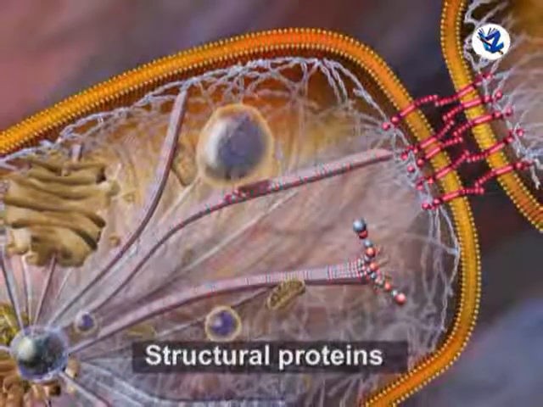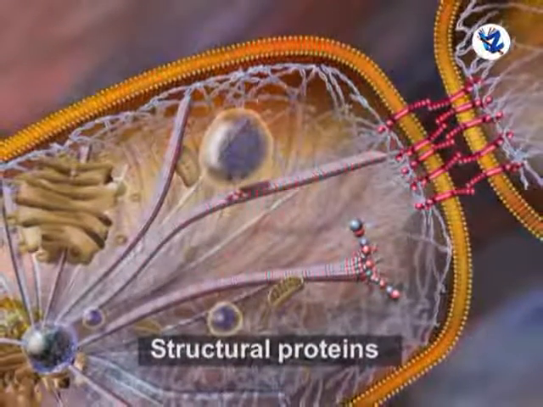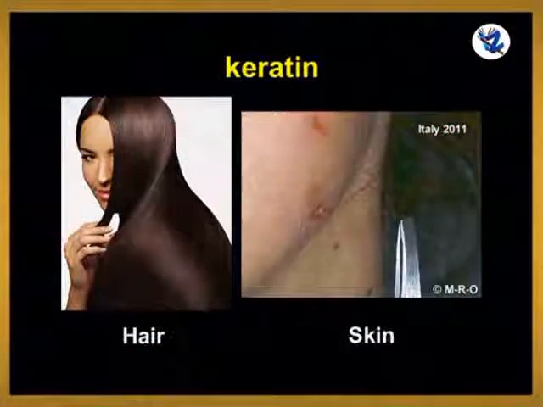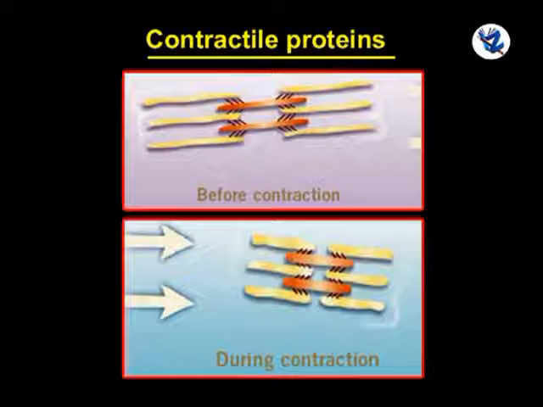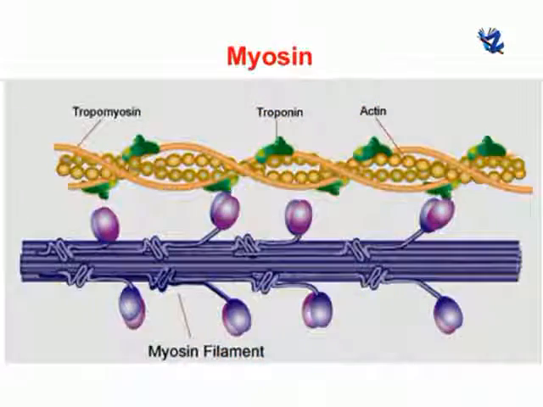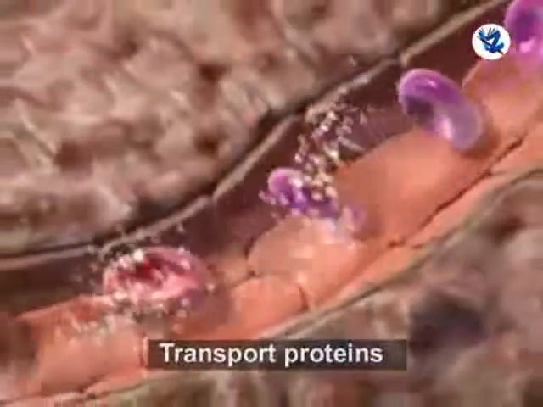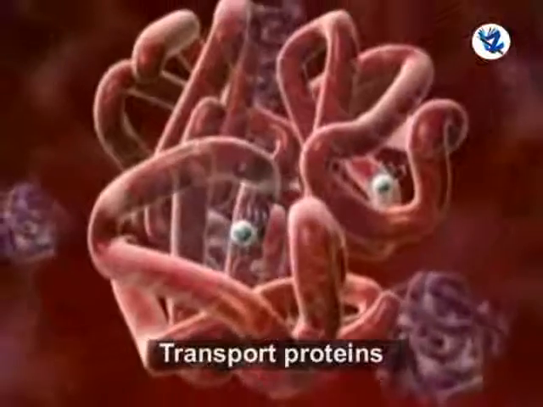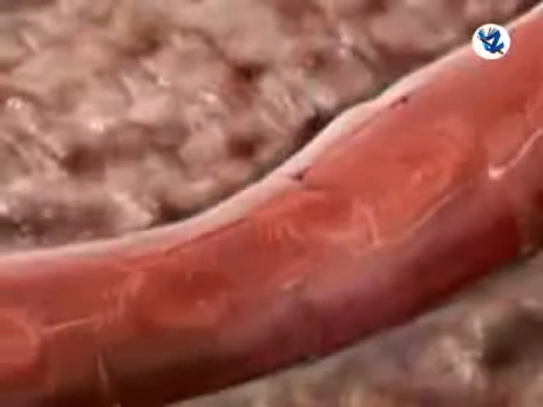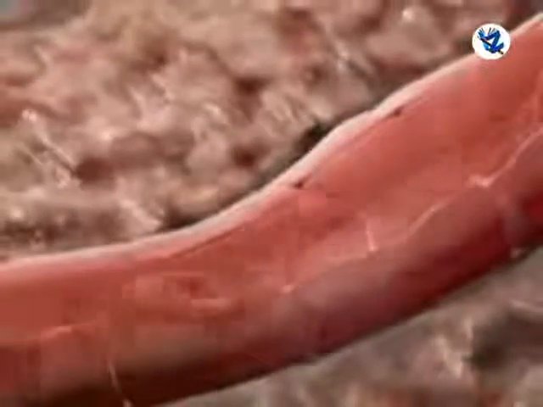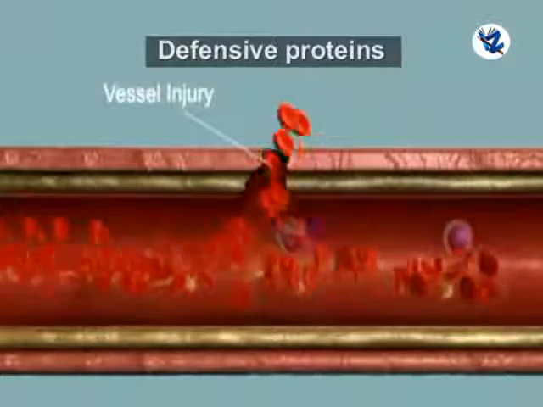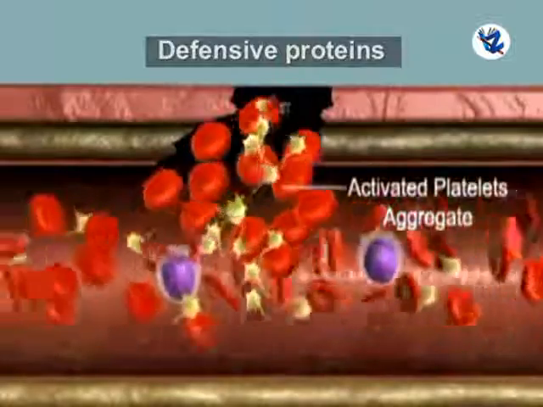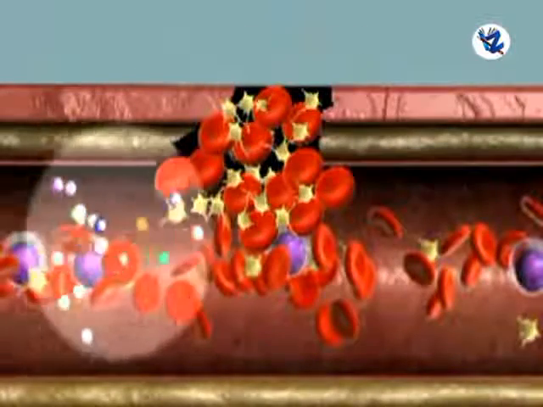Structural proteins form part of cells or tissues. For example, keratin in hair and skin. Then contractile proteins occur in muscles. For example, myosin. Transport proteins are useful for transportation of certain materials. For example, hemoglobin in blood for transport of oxygen. Then defensive proteins are useful for protection of body against diseases. For example, thrombin for blood clotting.